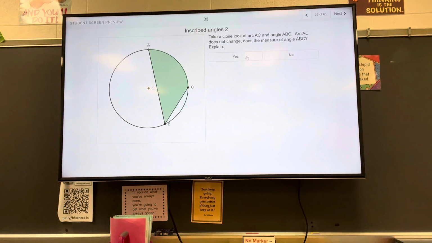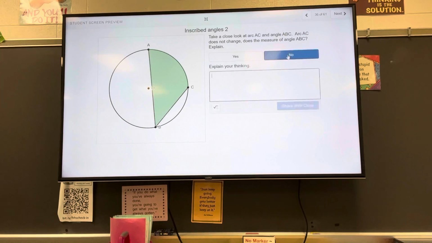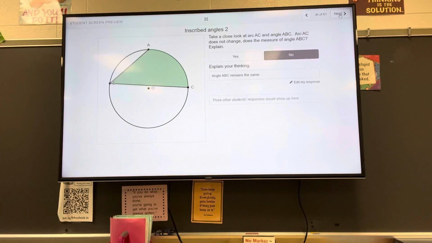So I'm going to say yes or no. Does the measure of the angle change? No. I'm going to write angle ABC remains the same. And whatever you write there is really just for your own use if you're trying to study for a formative or a summative to help you remember what's happening on that slide.